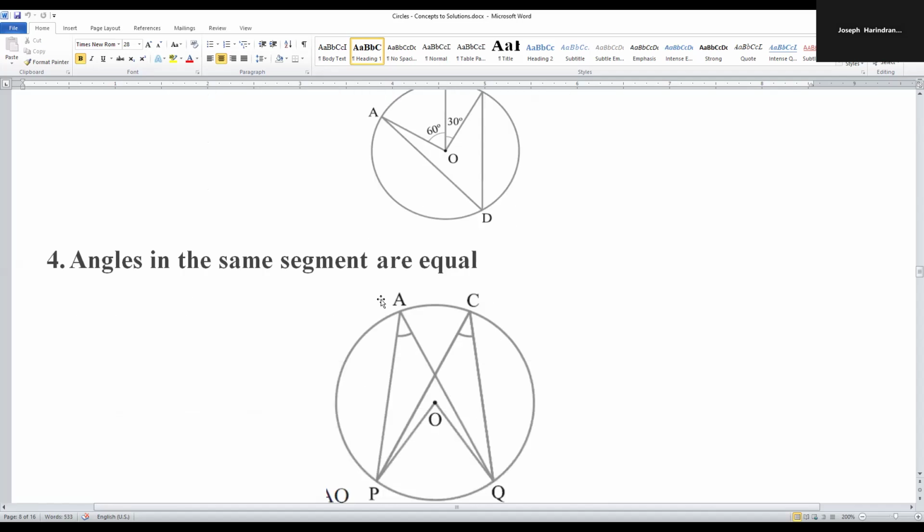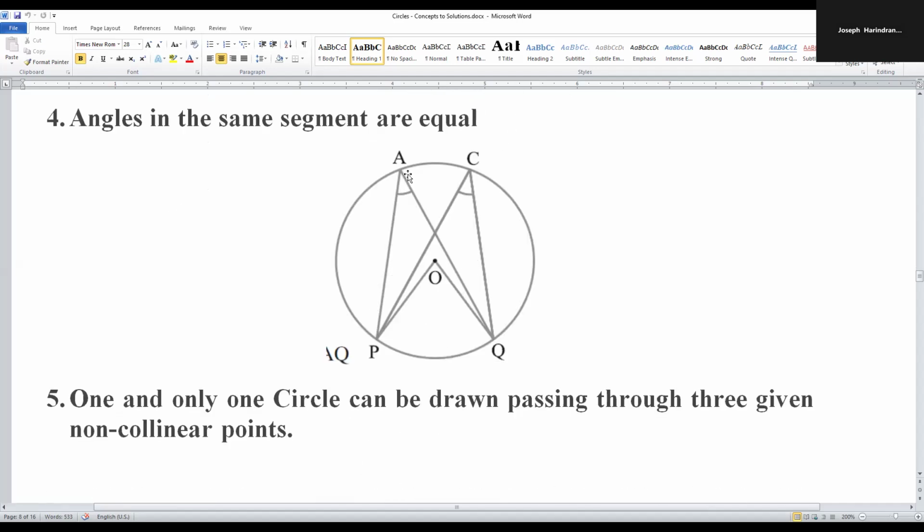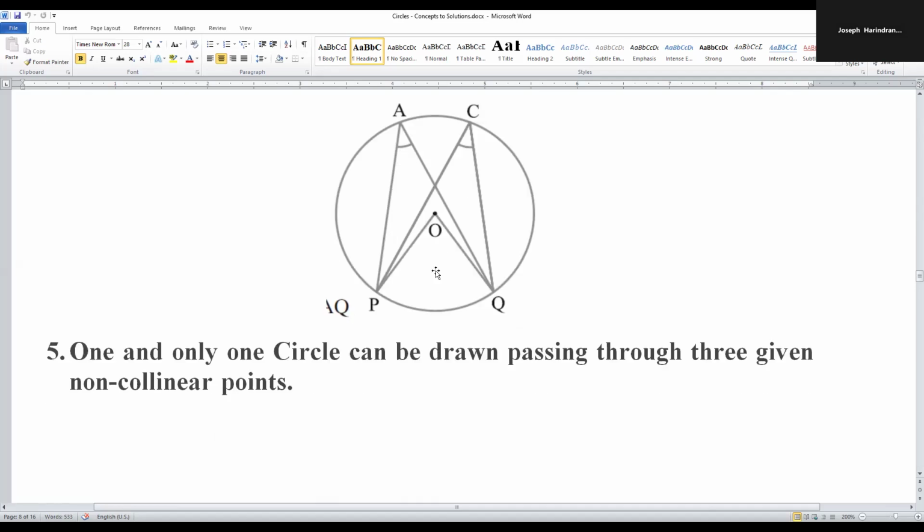Angles in the same segment are equal. This figure depicts that theorem. Angles in the same segment means we have the same segment here, PQ. Angle PAQ and angle PCQ are the two angles in the same segment, and angle POQ is the angle subtended by the same arc PQ at the center. So now you can visualize and recall this theorem. Then we can go to the 5th point.